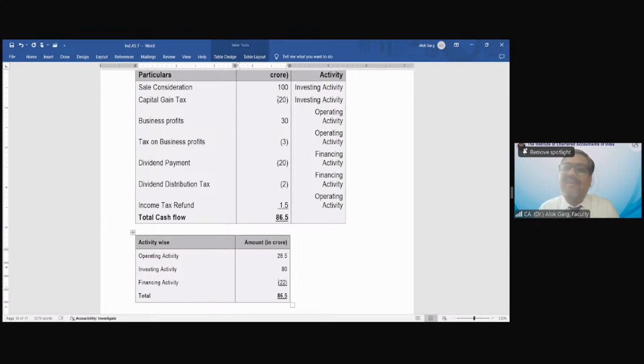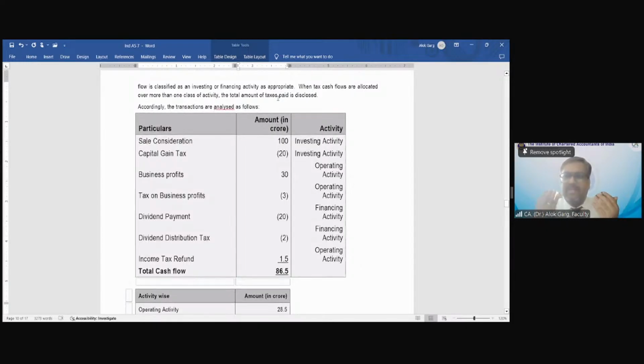This is where students make a mistake. When you think logically about what my cash flow is, you will always be right. Before getting into operating, investing, financing, just think whether from your business, from your company, cash is going out or cash is coming in. That is number one. Number two, how much cash is going out and how much cash is coming in. If you understand this much, your cash flow will be 100% accurate every time.